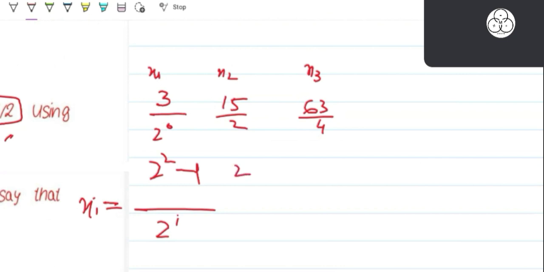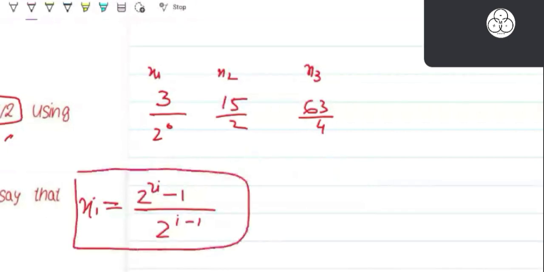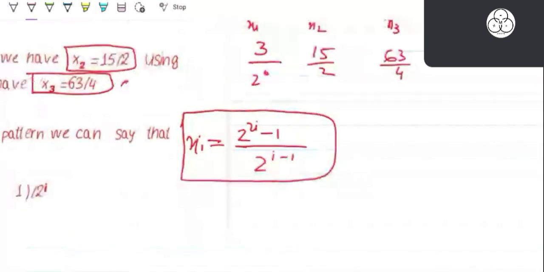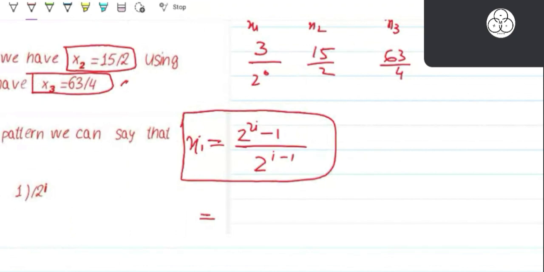16 means 2 to the power 4 minus 1. This means 2 to the power 6 minus 1. That means xi term is going to be 2 to the power 2i minus 1 over 2 to the power I, right? So this is the value of xi that we are getting. Then we use limits. This value can further be simplified as 2 times of 2 to the power 2i minus 1 over 2 to the power 2i.